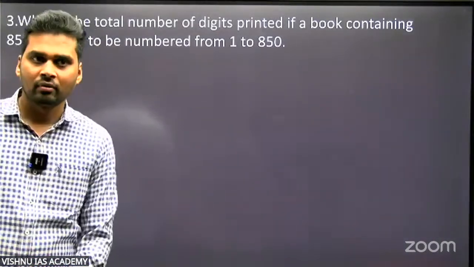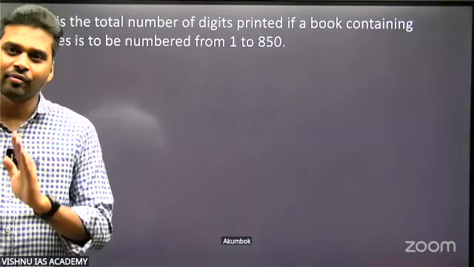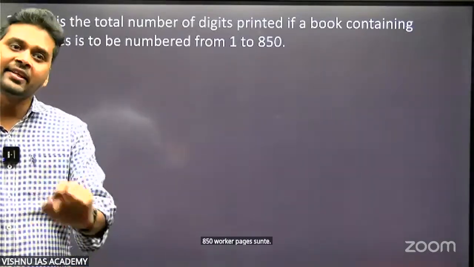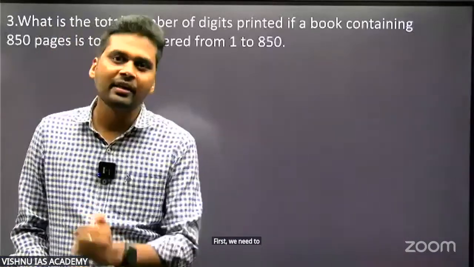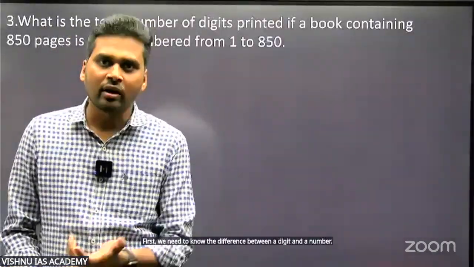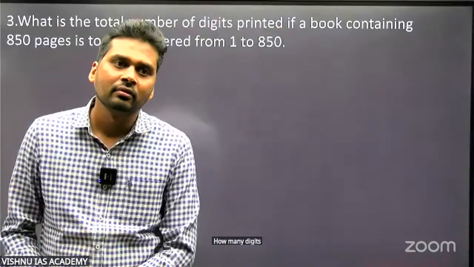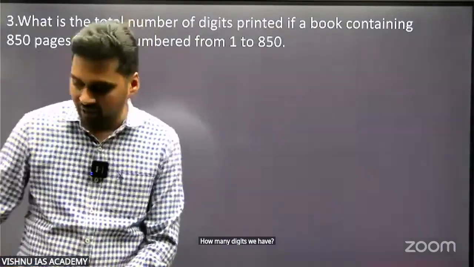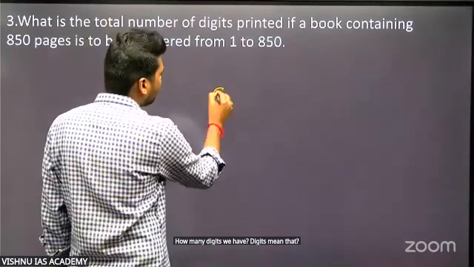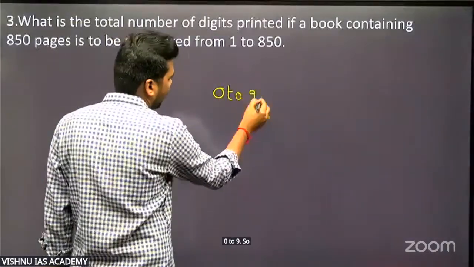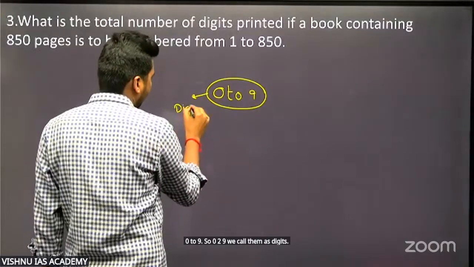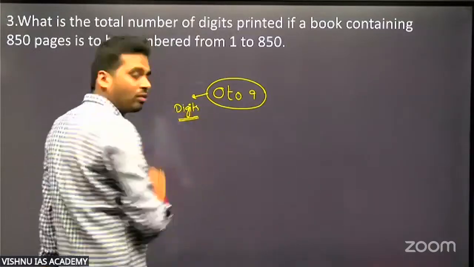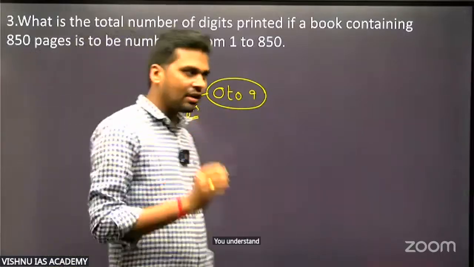ప్రాబ్లం అర్థమైందమ్మా? ఒక బుక్ లో 1 నుంచి 850 వరకు పేజెస్ ఉంటే దాంట్లో ఎన్ని డిజిట్స్ యూజ్ చేస్తాం అనేసి అన్నాడు. First we need to know the difference between a digit and a number. How many digits we have? Digits mean that 0 to 9. So 0 to 9 ఉన్న వాటిని మనం ఏమంటాం అంటే we call them as digits. You understand? So 0 నుంచి 9 వరకు.